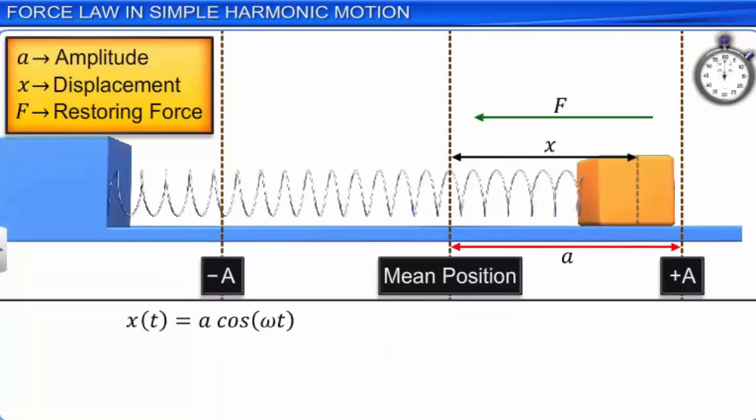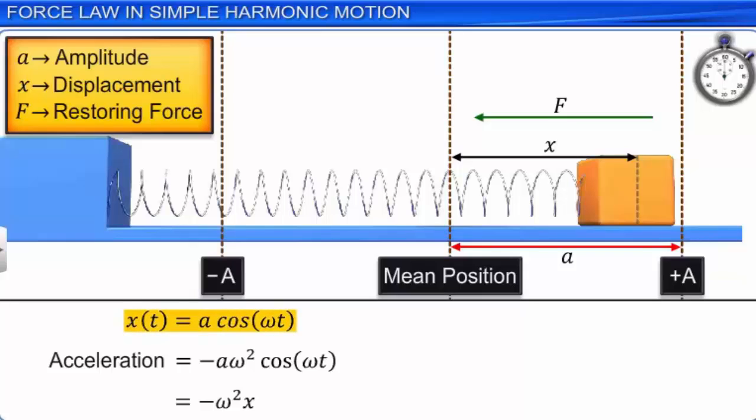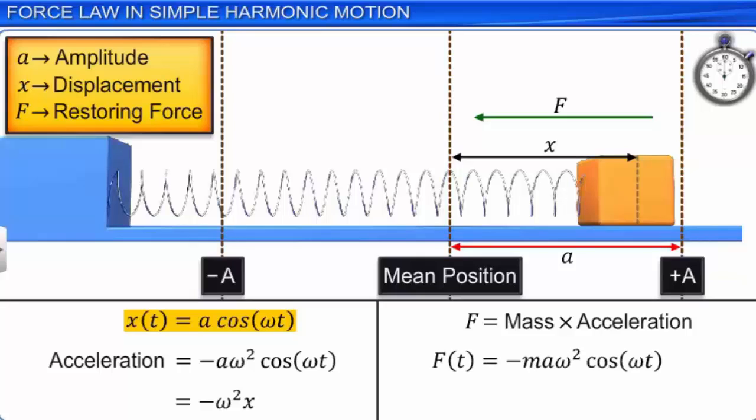Earlier we saw that the acceleration of a particle in simple harmonic motion is equal to minus a omega square cos omega t, which is equal to minus omega square x, since the displacement in simple harmonic motion is equal to a cos omega t. Using the relation force F equal to mass into acceleration, we get the equation for the force on the body of mass m in simple harmonic motion as F of t is equal to minus m a omega square cos omega t, which is equal to minus m omega square x. Let this be equation 1.